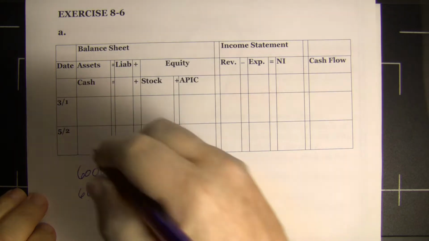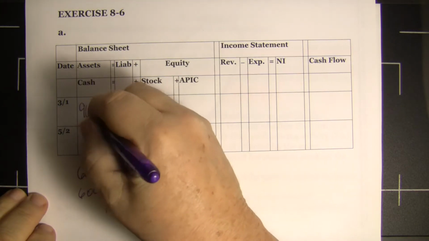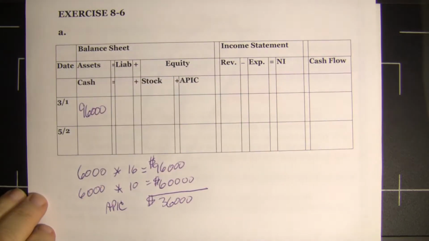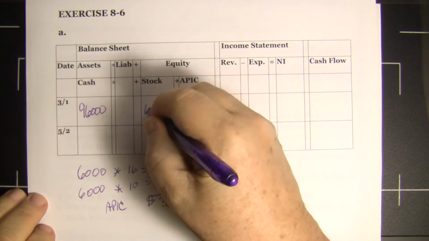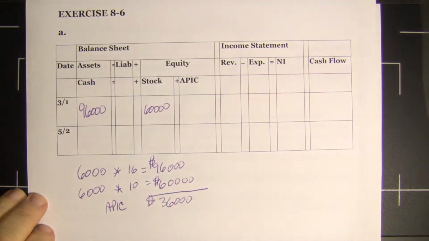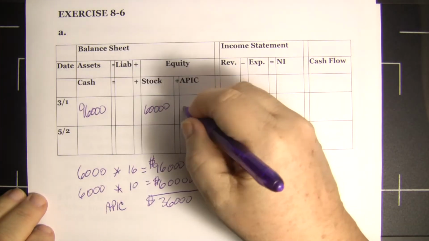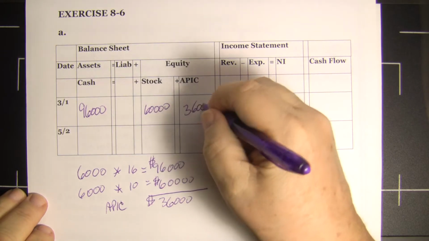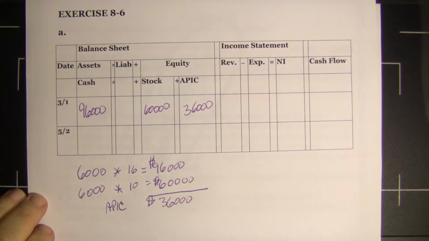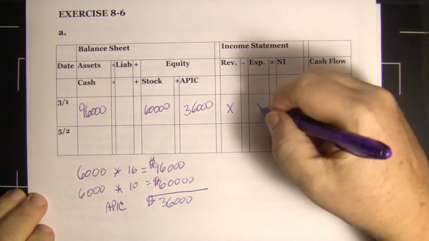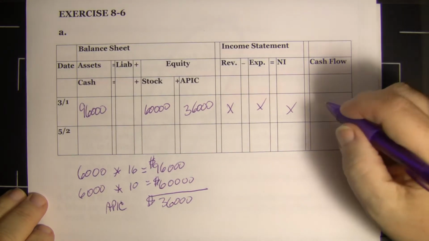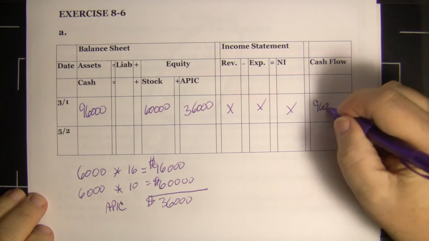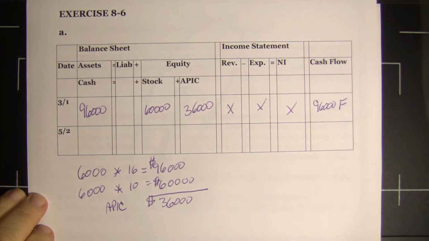So, cash, 96,000. Stock, 60,000. Additional paid-in capital, 36,000. That's not revenue, it's not expense, it's not income. It is cash flow though. It's 96,000, and it's a financing activity.